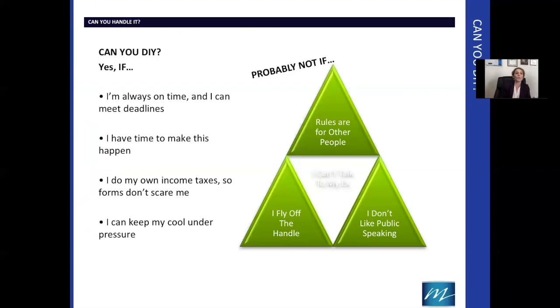And do you keep your cool under pressure? Do you feel okay speaking in front of people and articulating yourself on something that is pretty darn emotional? Where are you at emotionally? Assess yourself. Truly assess yourself before you decide if you are a good candidate to do it yourself.